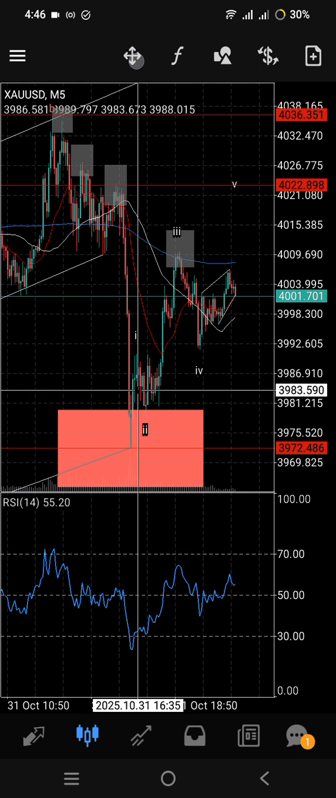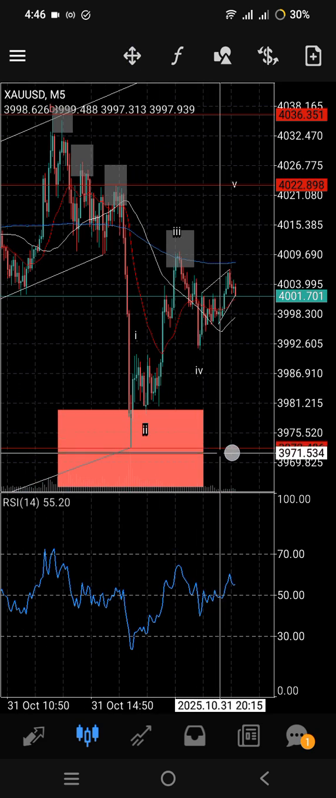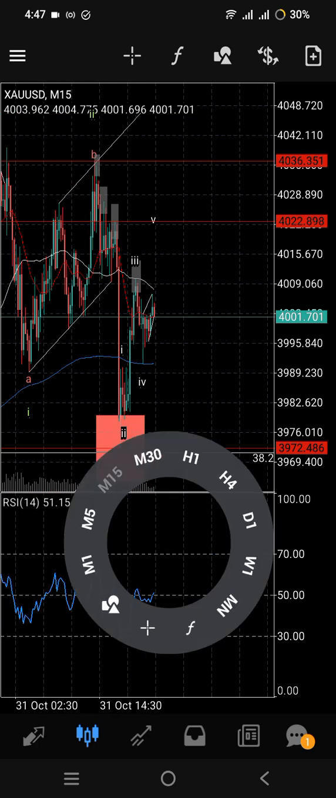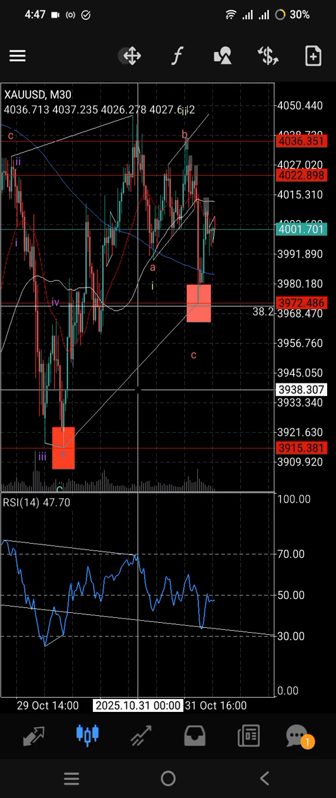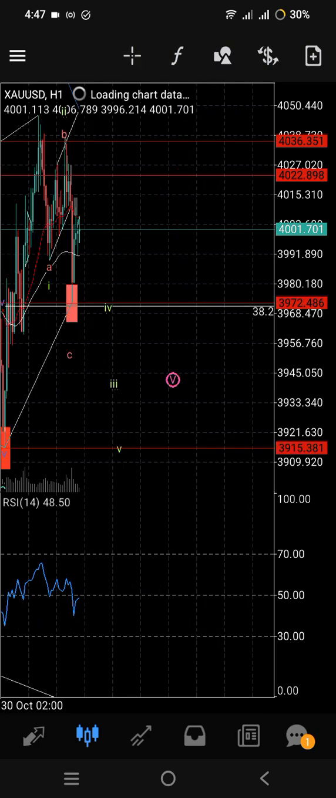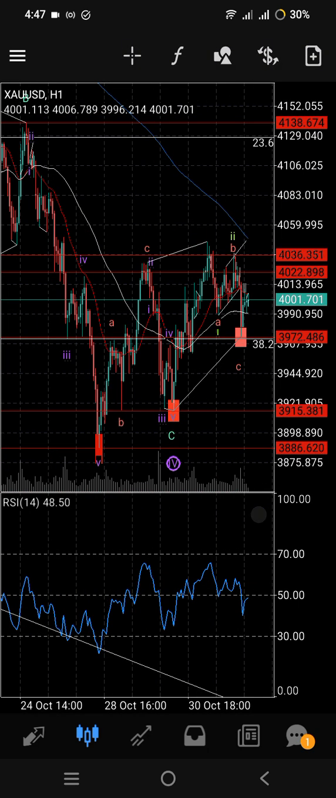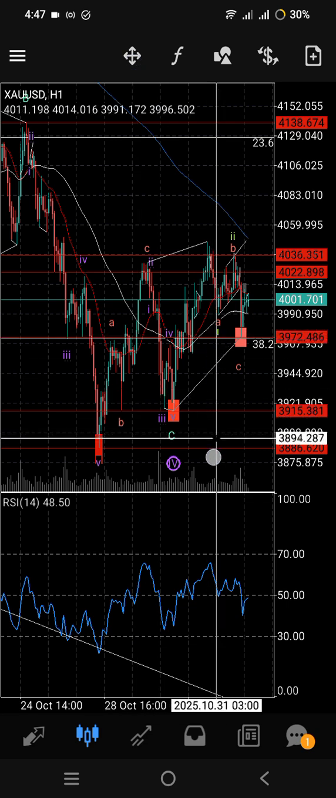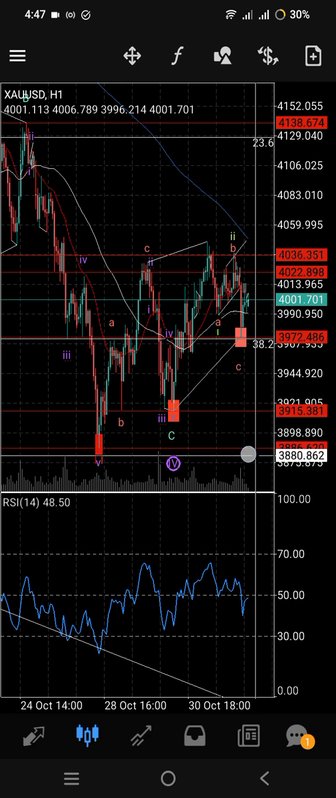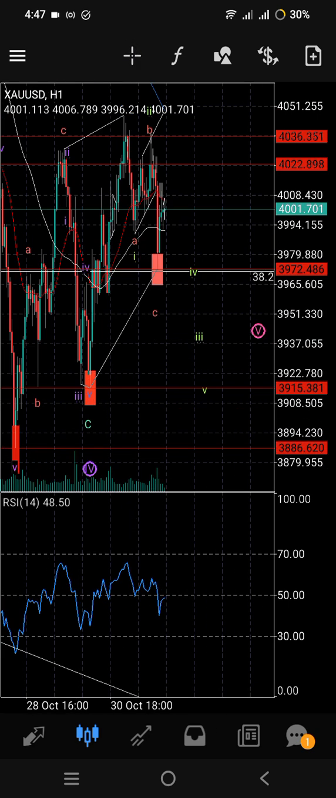But if we end up breaking below this level here, this low here, and yeah, we end up breaking below this low, and where's that last one? Yeah, so we end up breaking below these 3 lows, then it's evident that we're going for that final 5th wave in green, for that final 5 wave in green.